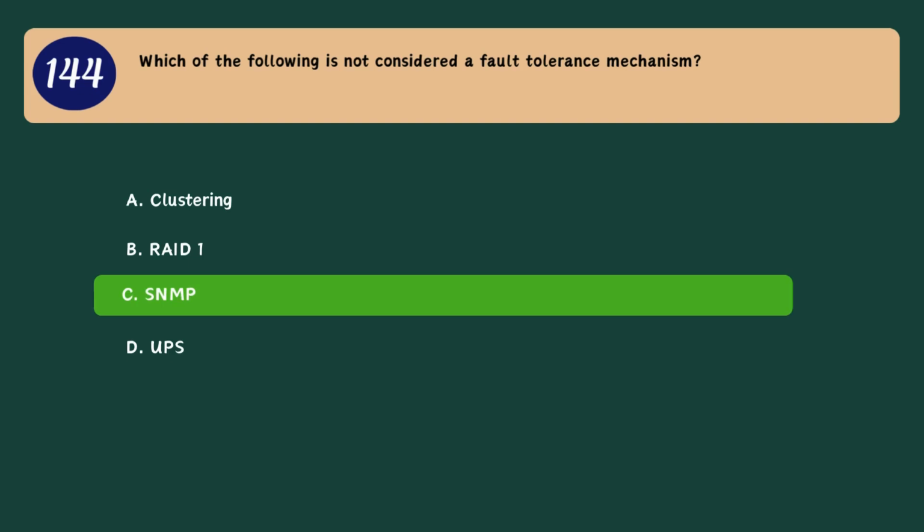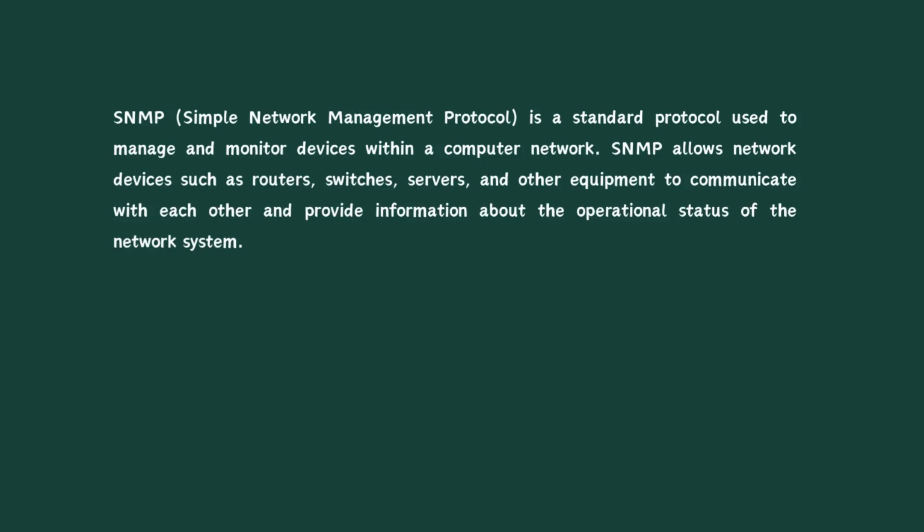Correct answer. C. SNMP. SNMP, Simple Network Management Protocol, is a standard protocol used to manage and monitor devices within a computer network. SNMP allows network devices such as routers, switches, servers, and other equipment to communicate with each other and provide information about the operational status of the network system.